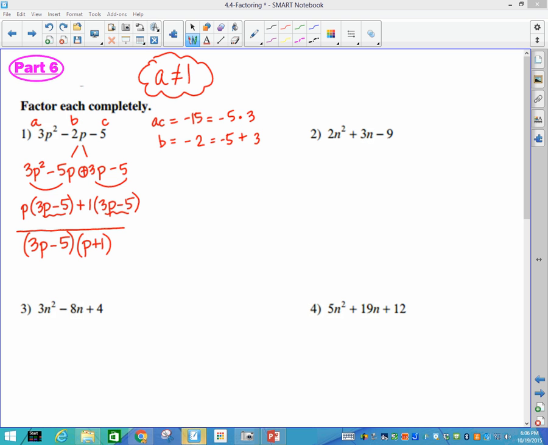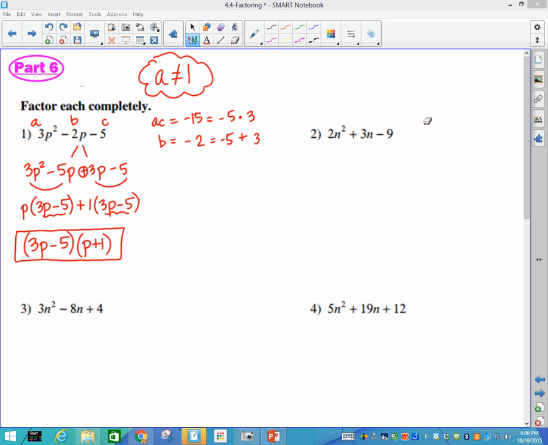So you're going to have a quiz on all these different types of factoring. So keep in mind that you can check this on the quiz before you turn it in, because you multiply the first two terms. You go FOIL, just like you've done before. 3p times p is 3p squared. -5 times 1 is -5. And your middle term is -5p plus 3p. And that gives me minus 2p.